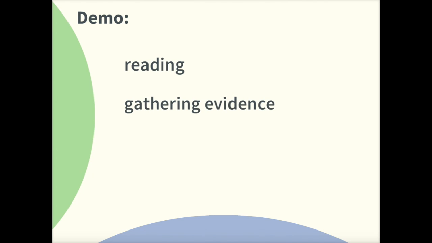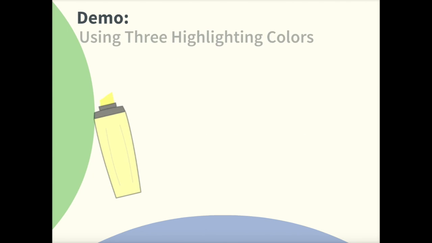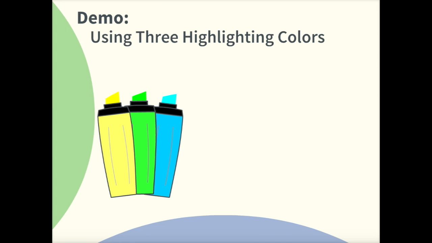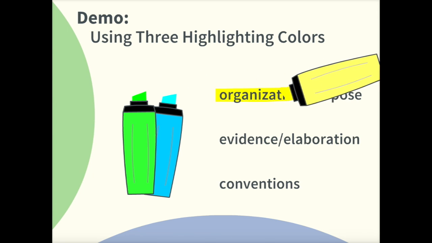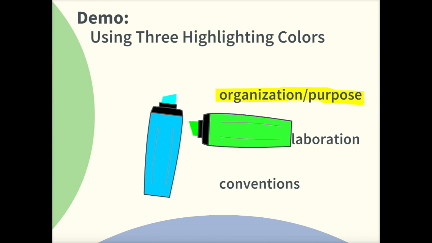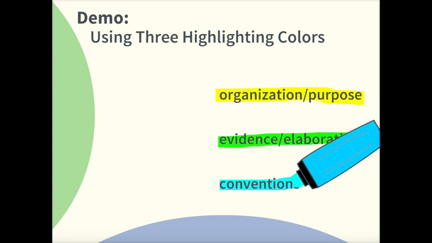Now that you've had a chance to read through the sample, I'll walk you through the process that we recommend when reading, gathering evidence, and scoring a student sample. You should have available 3 highlighting markers of different colors. It doesn't really matter what colors you use, but in this demo, we'll use yellow for organization and purpose, green for evidence and elaboration, and blue for conventions.